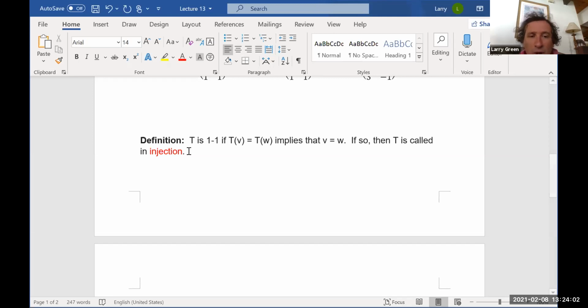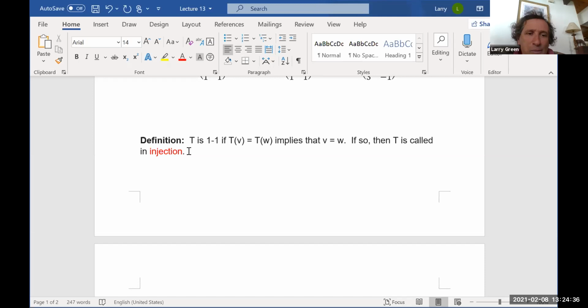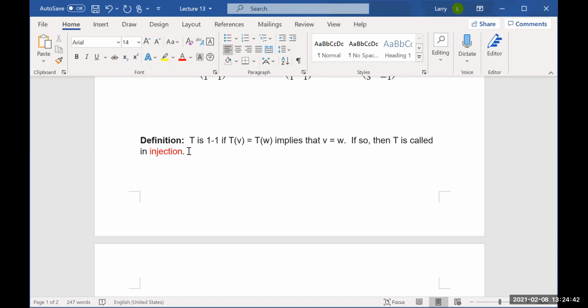Okay, so that's just a word. There's nothing to explain there. It's just a word called injection. Any questions on the idea of one-to-one? Okay, when was one-to-one important? Last quarter. Don't you hate when I say that? When was a one-to-one linear transformation important? Last quarter. Jacobians? Yeah, what about them? I'm not entirely sure. Can you remember?